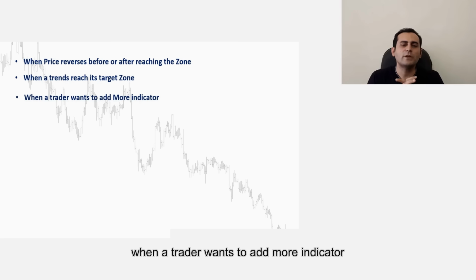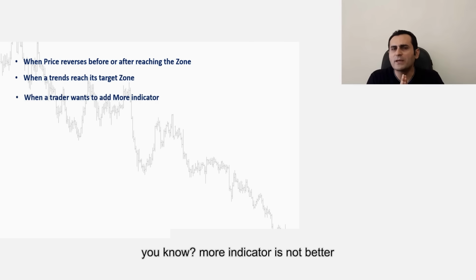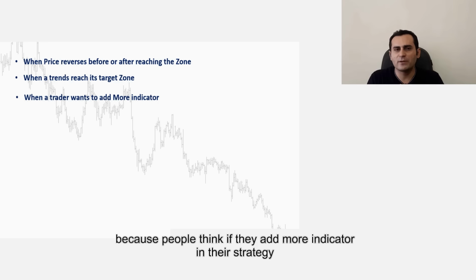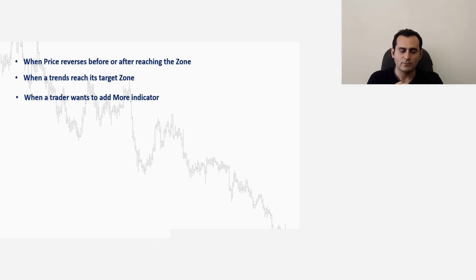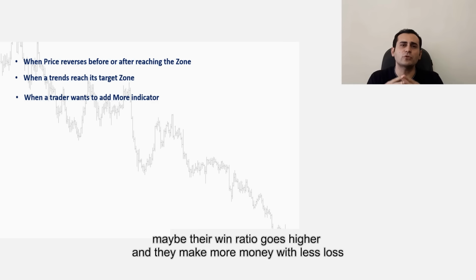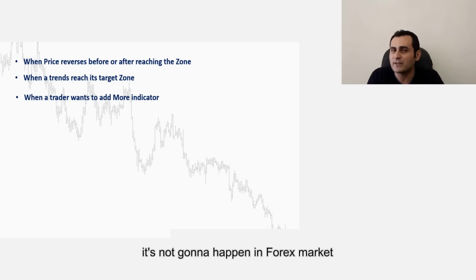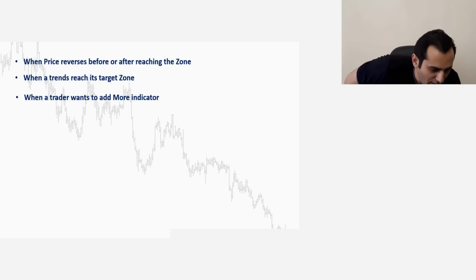The third one, when a trader wants to add more indicators. You know, more indicators is not better. In fact, enough indicators is better. Because people think if they add more indicators to their strategy, maybe their win rate should go higher and they make more money with less loss. In fact, they want to not lose any money, just make money. It's not going to happen in the Forex market.